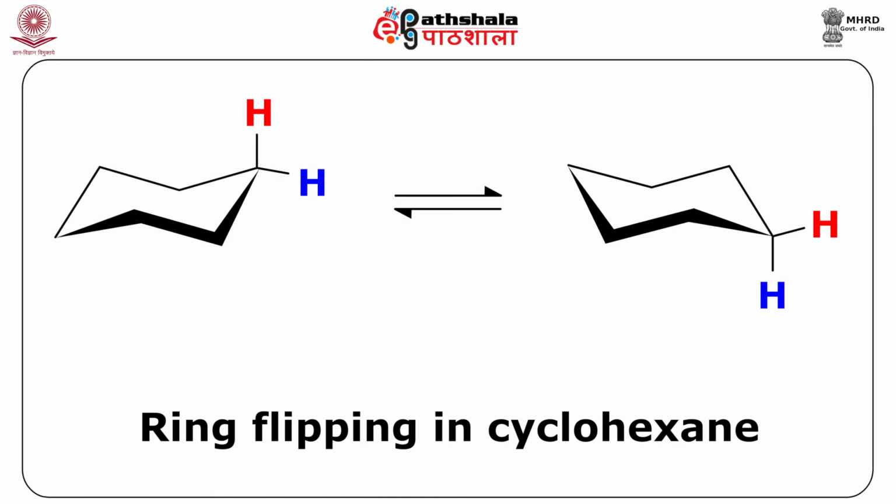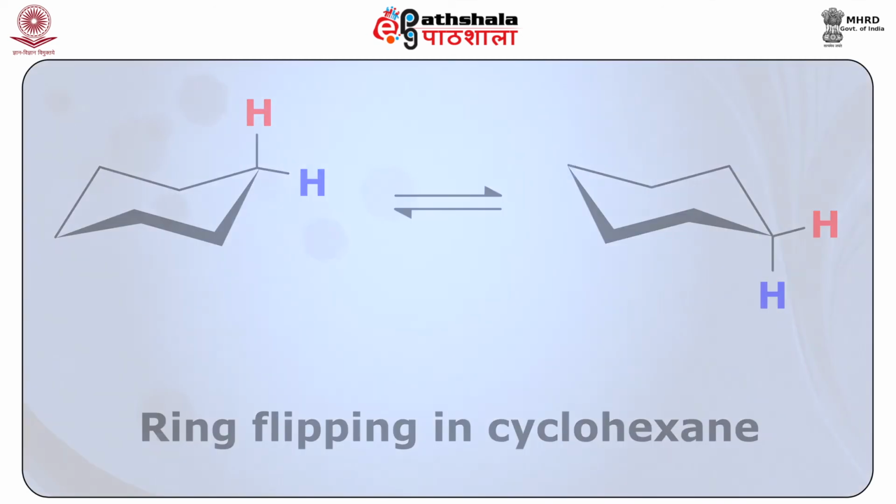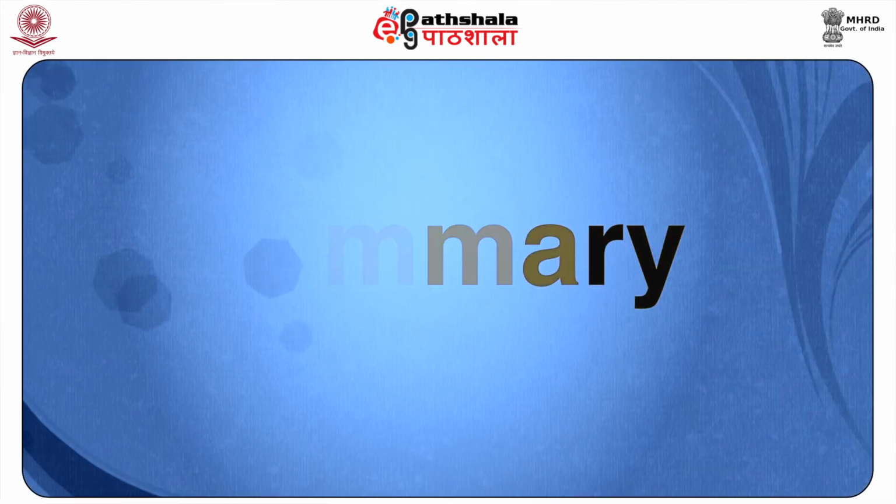If we cool this sample of cyclohexane to -100 degrees Celsius, ring flipping occurs at a very slow rate, and thus separate signals are observed for both axial and equatorial protons. Now you can see, since both of them are in equilibrium at this temperature of -100 degrees Celsius, you can actually observe two signals, one for the set of all axial protons and another for the set of equatorial protons. Now students, let us summarize this module.